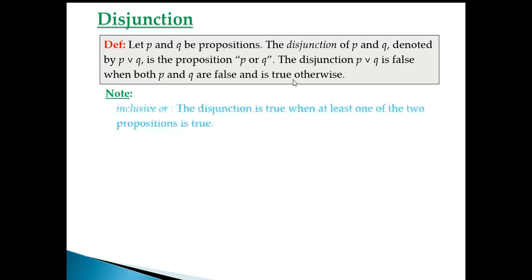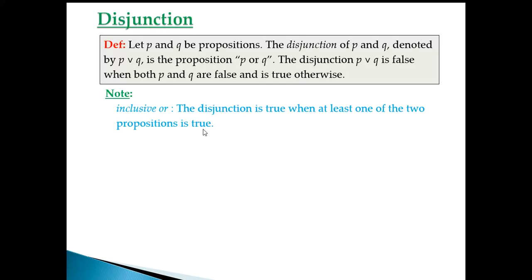Now, here is one note. This disjunction is also called the inclusive OR. What is the meaning of inclusive or? The disjunction is true when at least one of the two propositions is true. If at least one truth value is true, then the proposition is true. So this is also called the inclusive or.